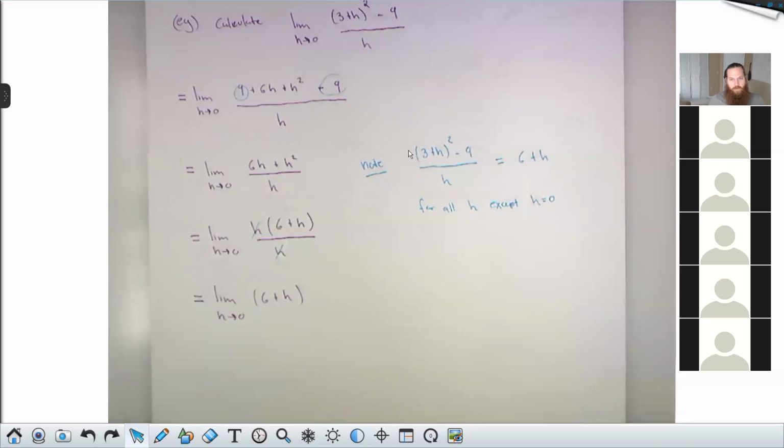All right, so here's my original function. Here is my simpler function that is equal to that original function everywhere except at 0, which means in particular that these are equal very, very close to 0. So the limit of this is the same as the limit of this, and that's kind of what we're showing with all of this work. Now that I've canceled the h from the bottom, I can send h to 0 without getting a 0 in the denominator.